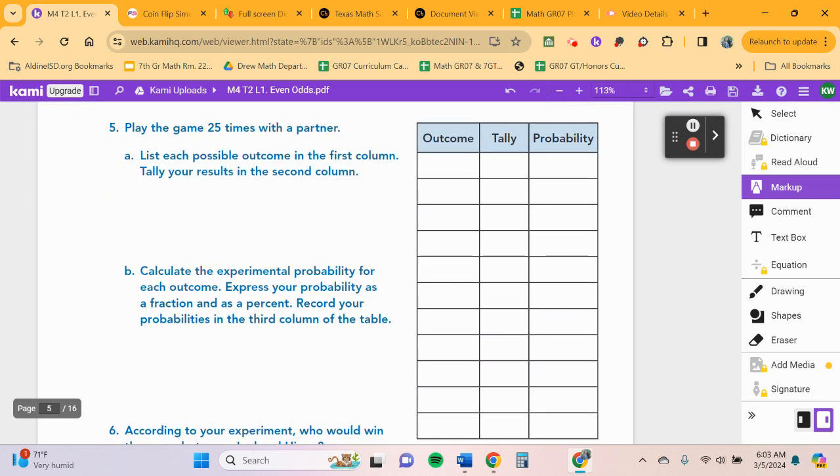So number 5 says play the game 25 times with a partner. List each possible outcome in the first column.